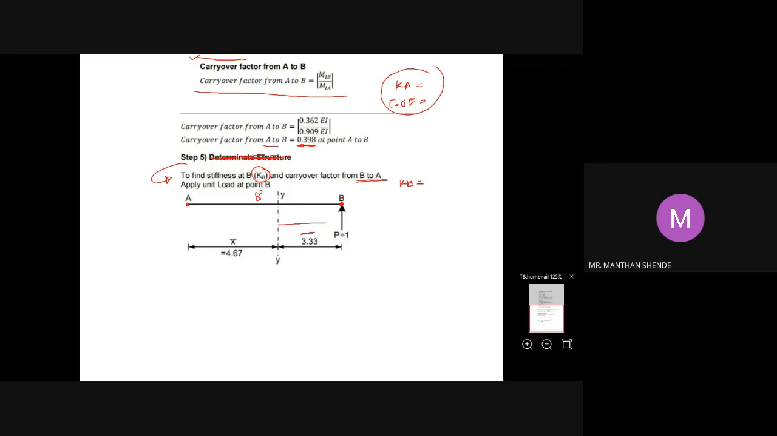Now what is the eccentricity of this loading? After applying the unit load, we are finding the properties of loading, which means we are finding the value of P, the value of E, and the value of MYY. So what is the value of P here?